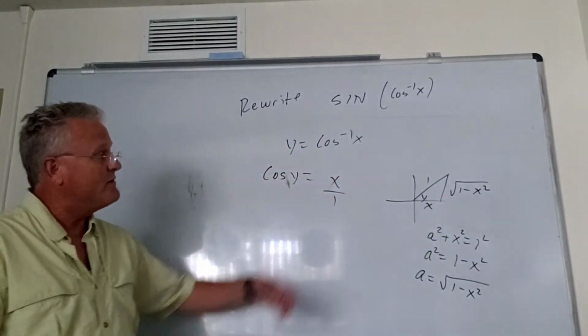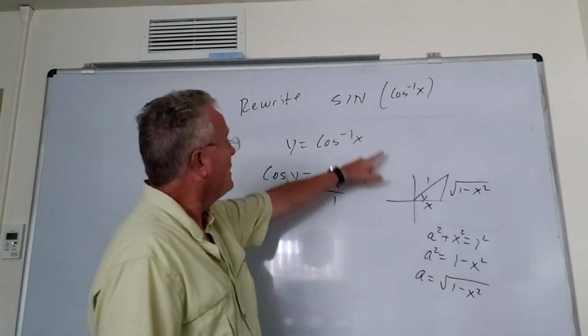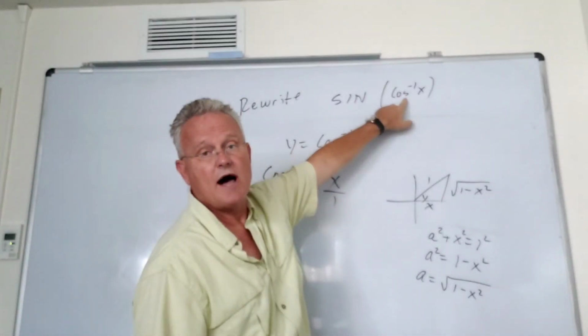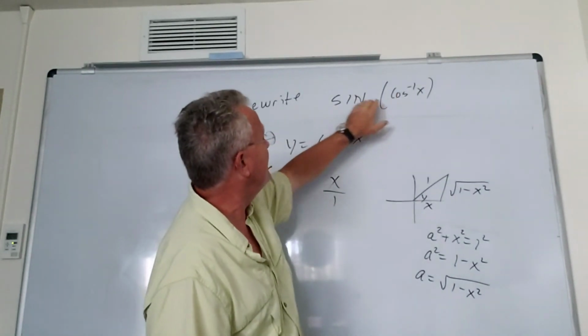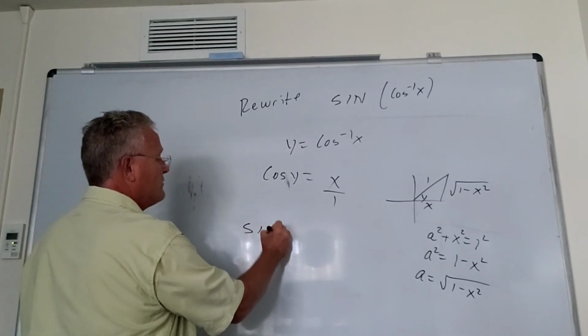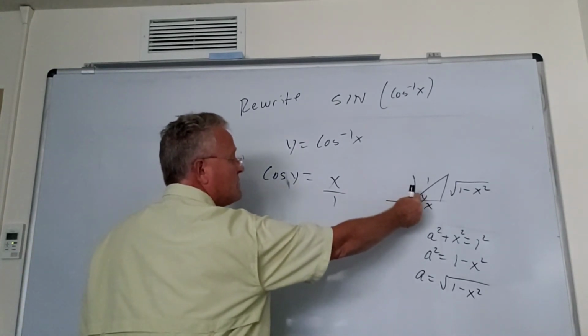All right, now we've got our triangle. We started out by letting inverse cosine equal y. So this is the same as the sine of y. So now, evaluating the sine of y, here's y.